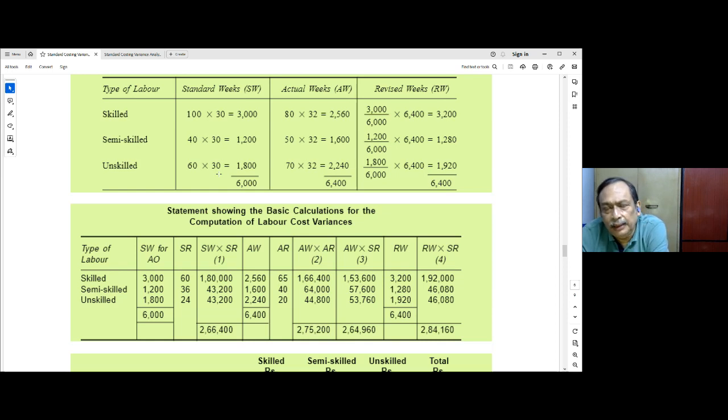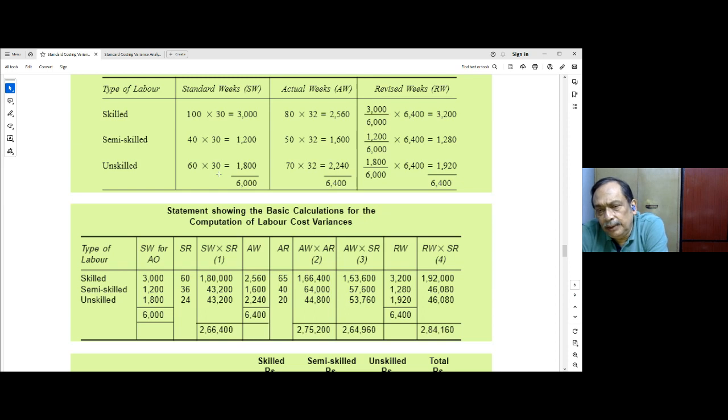Then actual weeks we have 2,560, 1,600, and 2,240. Total comes to 6,400. And the actual rate is given as 65, 40, and 20. So AW into AR we get 1,66,400, 64,000, and 44,800. Total comes to 2,75,200. And AW into AR, let it be 2.